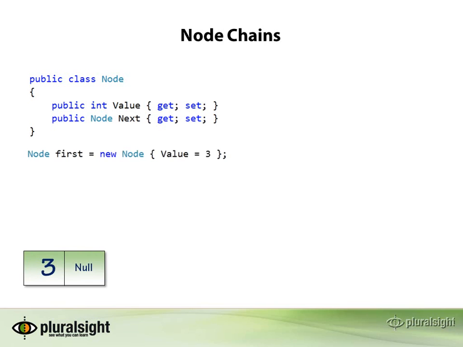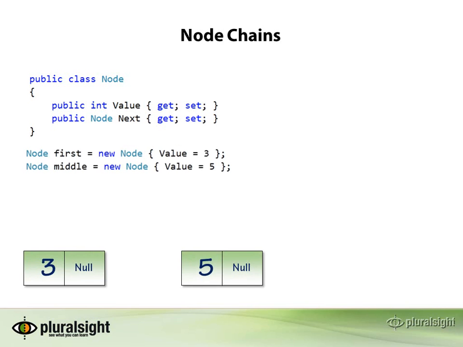So let's go ahead and create the next node in the chain. Now this node has a value of 5, and again the next pointer has a value of null. The key thing to understand at this point is that all we've done is allocated two independent nodes. There's no link between either node. So what we need to do to create the link is set the next pointer of the first node to be the second node. And in this way, we've linked the first node and the second node into a chain.